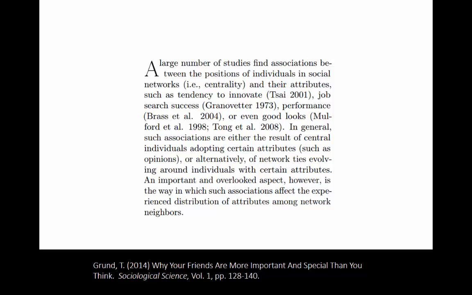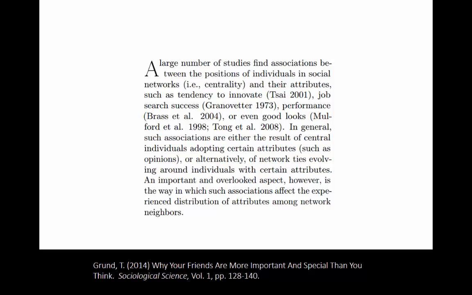Then I go on. In general, such associations are either the result of central individuals adopting certain attributes or alternatively of network ties evolving around individuals with certain attributes, and so on and so forth, right? Actually, even the last sentence is interesting, because here I'm saying an important overall aspect, however, is the way such associations affect the experienced distribution of attributes among network neighbors. So now I'm playing with the literature here, right? I'm starting with the general statement, then I actually go in and refer to others.